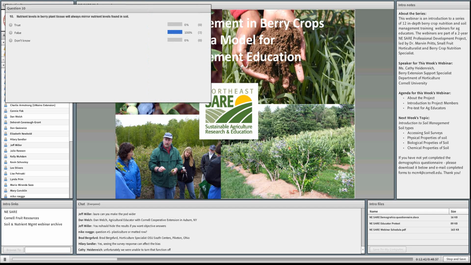Nutrient levels in berry plant tissue will always mirror nutrient levels found in soil. True or false? And again, thanks for bearing with us, folks. This is just something that we need to do in order to get a pre-test level of all of your levels of information. So thanks. All right, I think we've got everybody there.